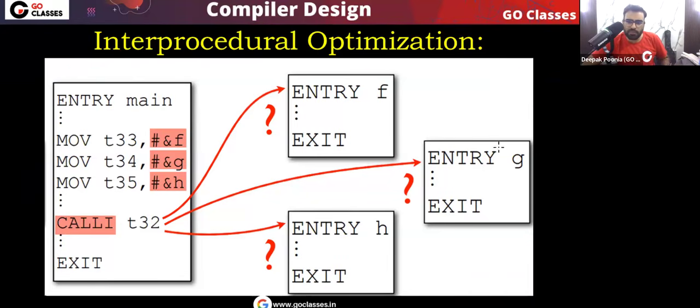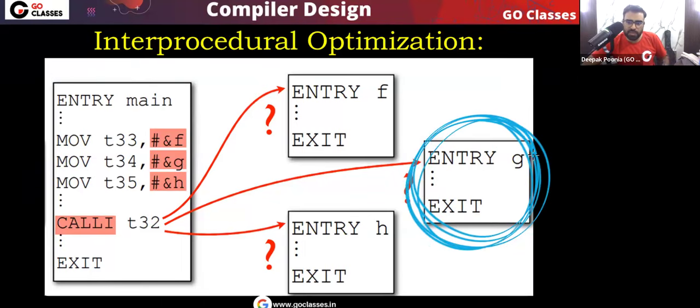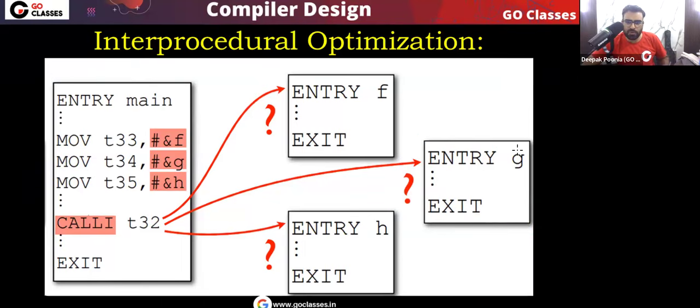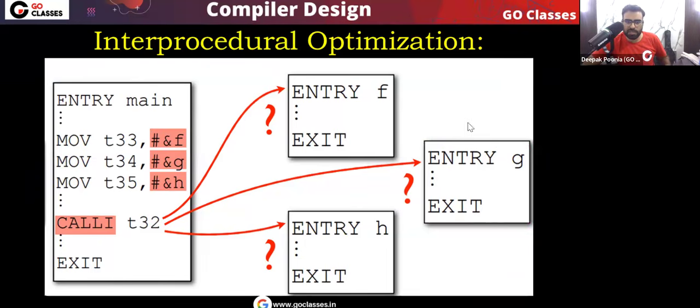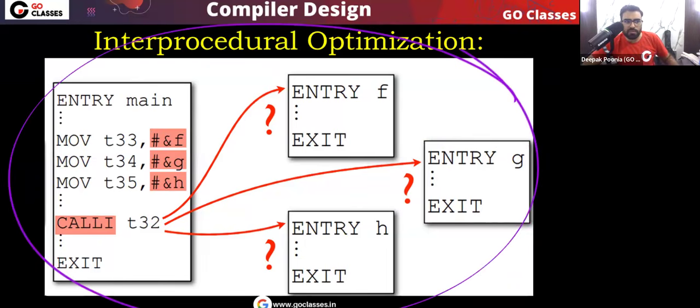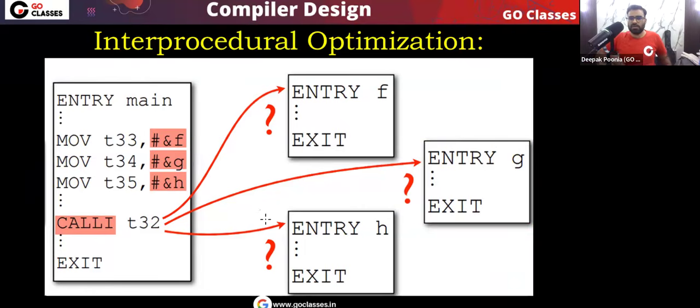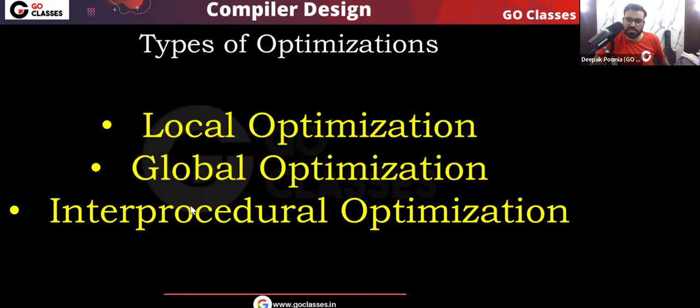Remember, if you perform some optimization within a particular function, or I can say on the control flow graph of a particular function, that will be called global optimization. But if you go between the procedures, then that optimization will be called inter-procedural optimization. So did you understand the three types of optimizations? Local optimization, global optimization, and inter-procedural optimization.